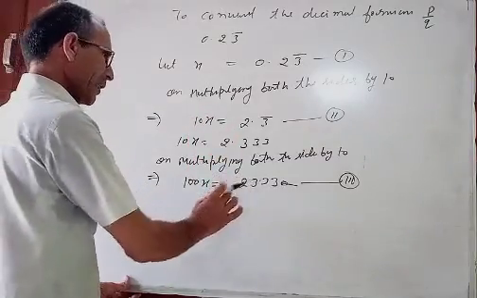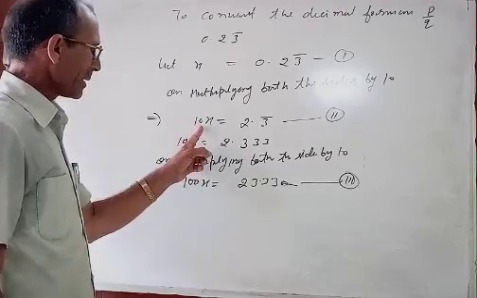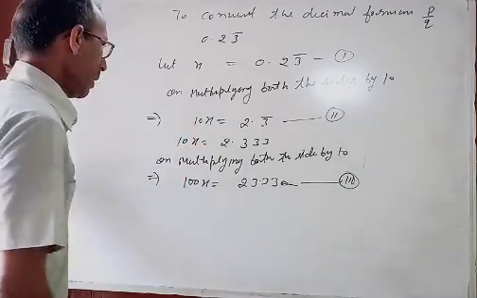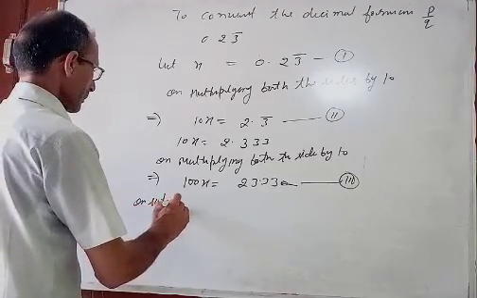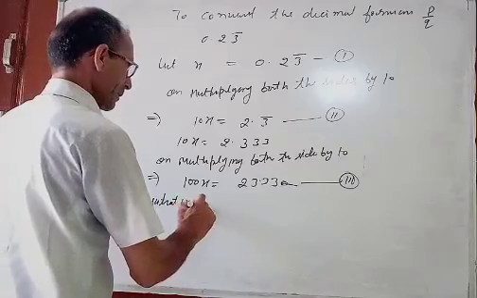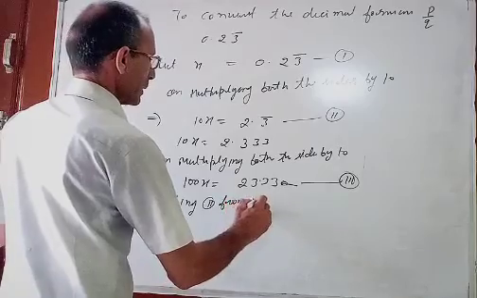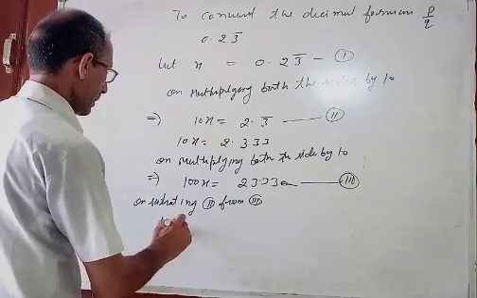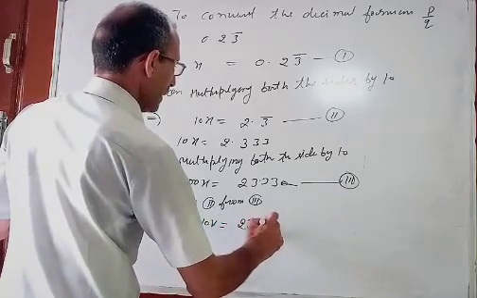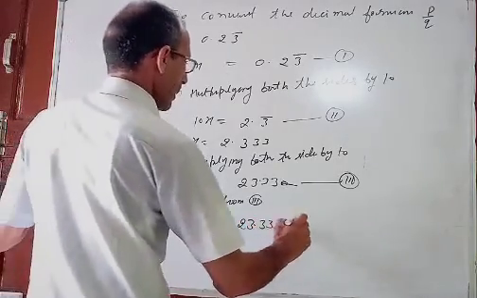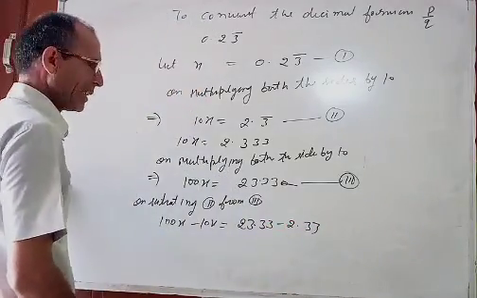On subtracting equation 2 from equation 3. Now this is equation number 3, this is equation number 2. On subtracting 2 from 3, 100x minus 10x, and 23.33 minus 2.33. Any doubt, any confusion?